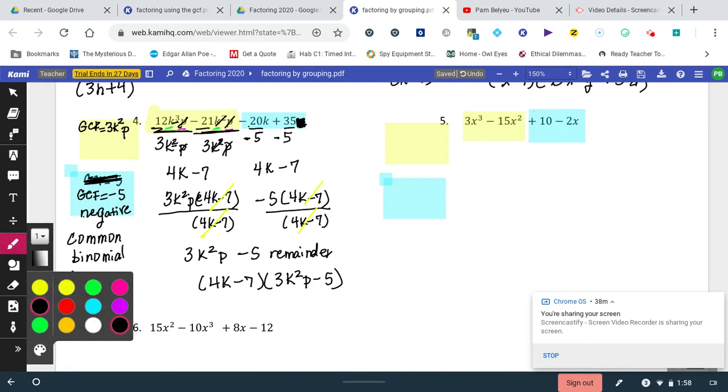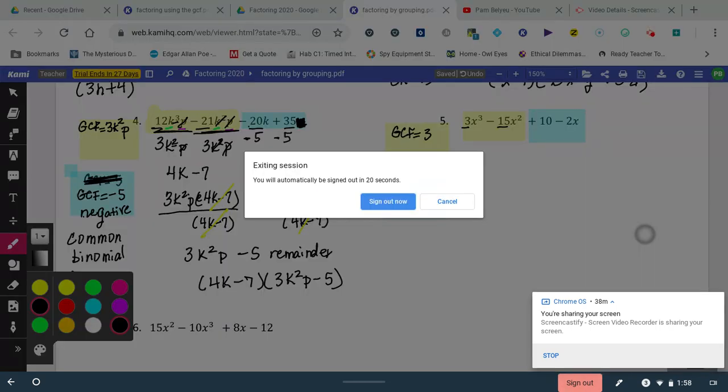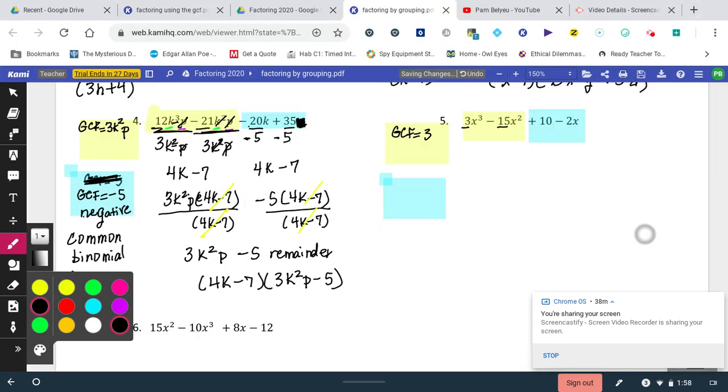All right, now I'm going to write my GCF between 3 and 15. It's 3. And each one of these has an x, so I have x cubed and x squared. So that's going to be x squared. Choose the variable with the lesser exponent.